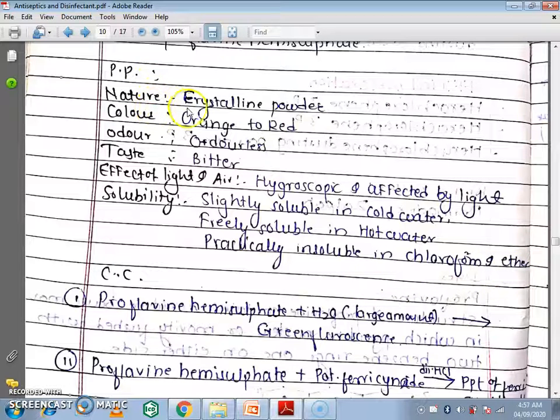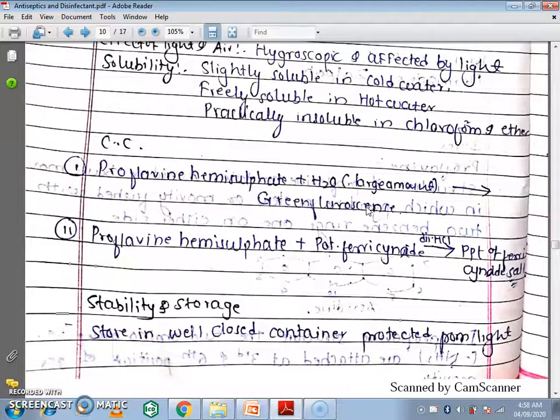First one is nature. The nature is crystalline powder. It is in powder form, but crystalline in nature. The color is orange to red. Odor is odorless. Taste is bitter. Next is the effect of light and air. It is hygroscopic, that is, it can absorb moisture, and it is affected by light. It is slightly soluble in cold water, freely soluble in hot water, and practically insoluble in chloroform and ether. These are the solubilities. Next we will see the chemical property.